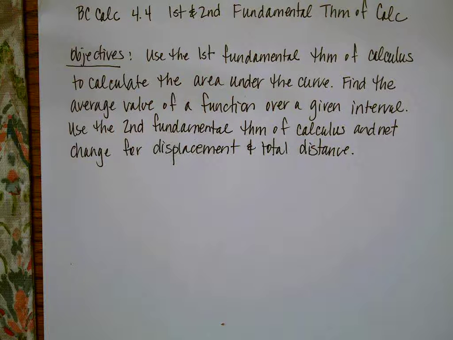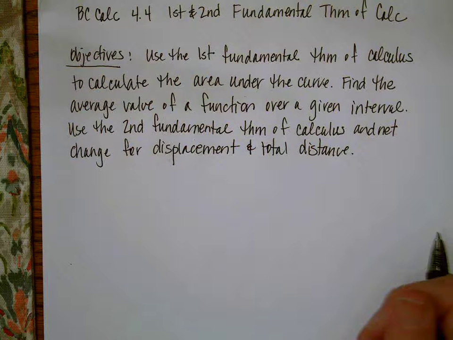Hello, ladies and gentlemen. We're going to do 4.4 today, the first and second fundamental theorem of calculus. The objectives are really long. We're going to use the first fundamental theorem of calculus to calculate the area under the curve. Then we're going to find the average value of a function over a given interval. Then we're going to use the second fundamental theorem of calculus, and we're going to do net change for displacement and total distance. And we're trying this in a new place, so we'll see how it works.